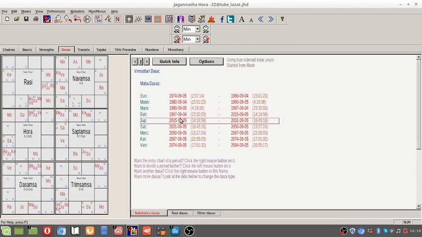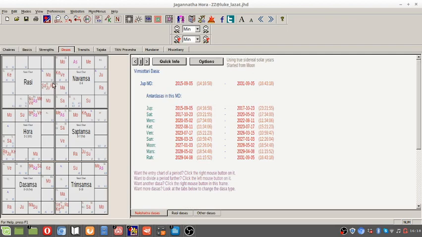If we see the dashas, Jupiter dasha definitely is a dasha that can help to get married. Maybe not the Saturn Antardasha which is running right now, but the Mercury Antardasha and especially the Venus Antardasha are definitely places where a marriage can take place. Jupiter is helping from the Navamsa point, holding this Sagittarius in the Navamsa.